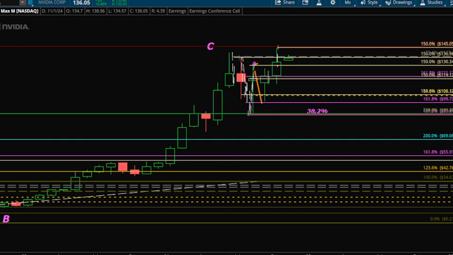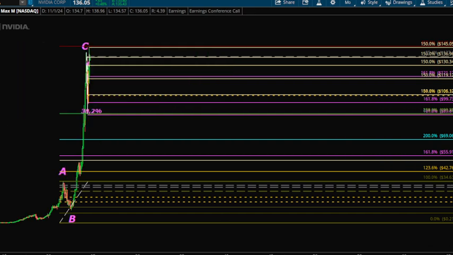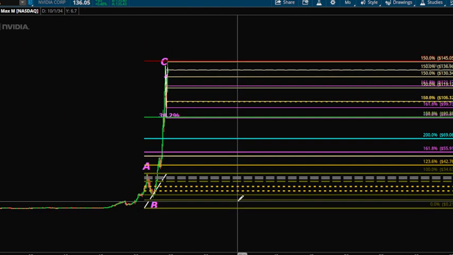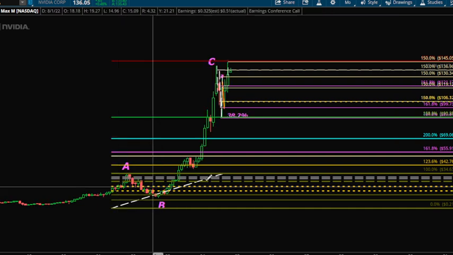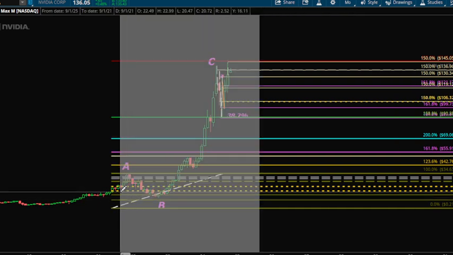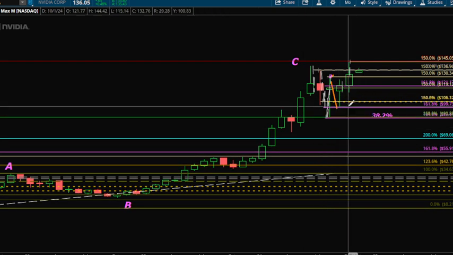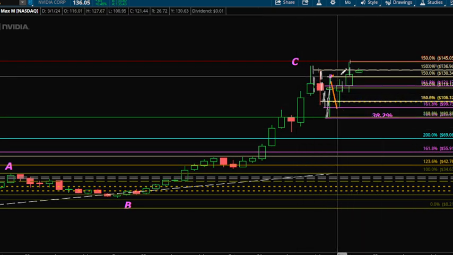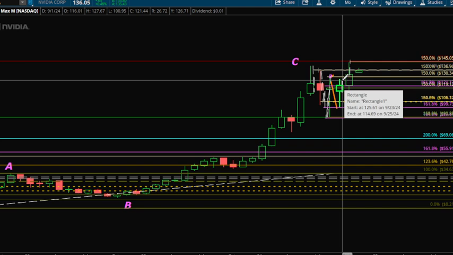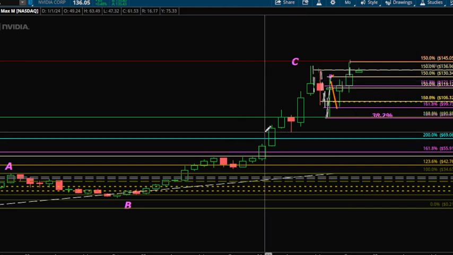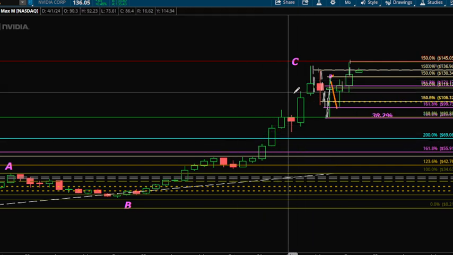Okay, but I'm going to go ahead and stay with 3 counts, A, B, C. Not a lot of people are going to agree with that, and that's fine, because we're going to trade the fibs anyways. Like I said, I put more emphasis on the fibs than I do the actual Elliott wave count. I just like the Elliott wave more or less to label the chart.